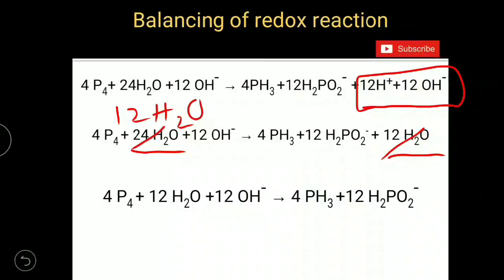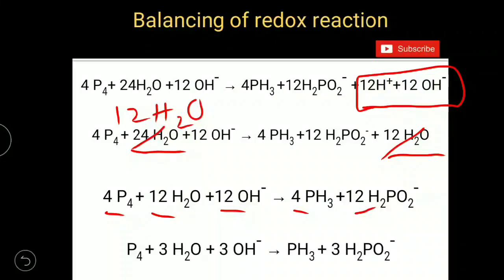No need to balance charge or balance electrons, no need to use electrons at all. And even in this reaction, all the coefficients 4, 12, 12, 4, 12, all of them are multiples of 4. So we can cancel 4 in all these stoichiometric coefficients to get the simple equation. Then we will get P4 plus 3H2O plus 3OH- gives PH3 plus 3H2PO2-. So this reaction is the balanced reaction.